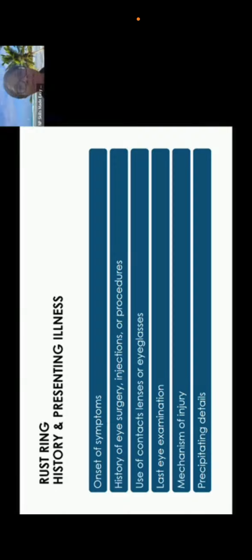Were they walking? Were they outside? Was water involved? Was something flying around? Did something actually puncture the eye? Mechanism of injury. A lawnmower. Did it come off the lawnmower? You really have to dig in sometimes and ask the right questions.